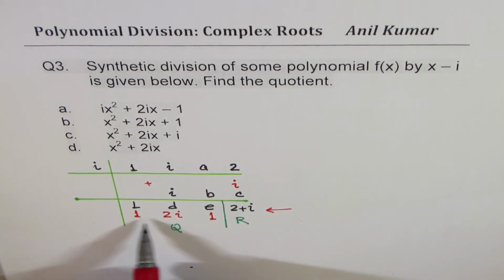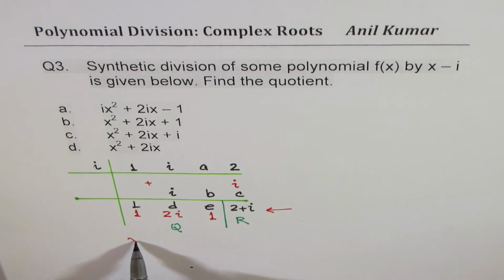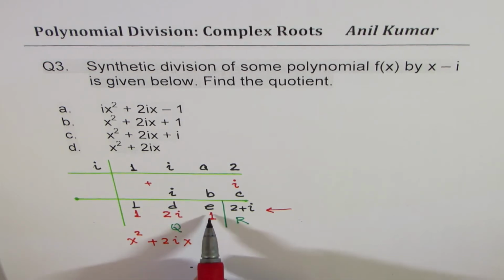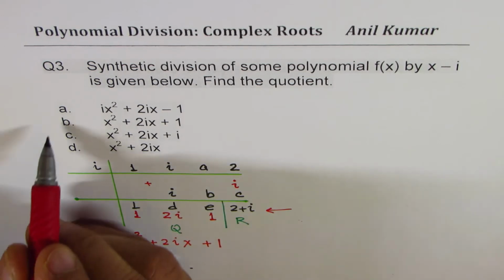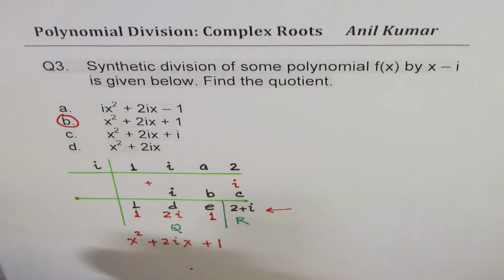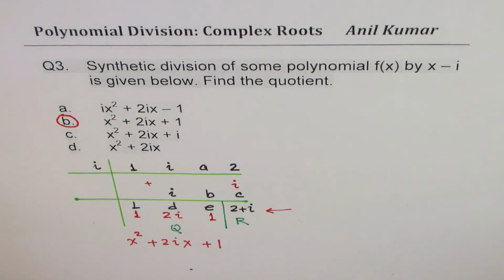And therefore, we can write our quotient as x squared plus 2ix plus 1. Does it make sense? So which corresponds to option B. Is that clear? So that is how we can do a kind of reverse calculation to find what the quotient is. I'd like you to go through it carefully and see how easily we could solve such a question.